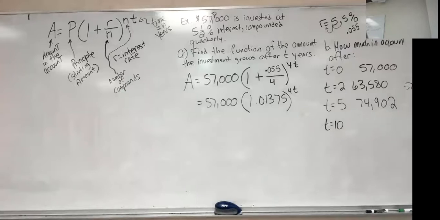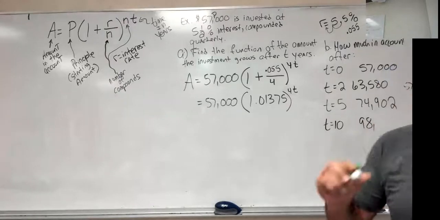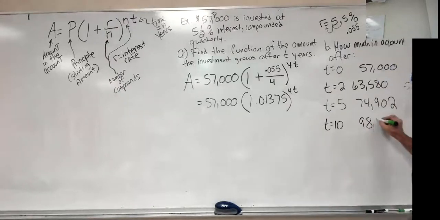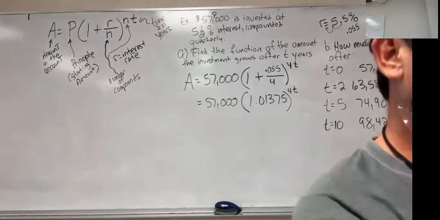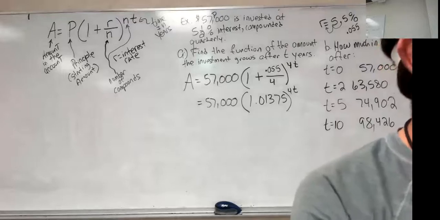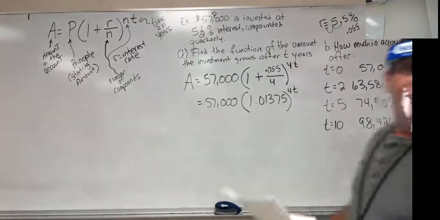All right, so 10 years. Woo, what'd y'all get on that? It's pretty good, doesn't it? 98,426. So there's a good one: you make $40,000 off that money in just 10 years. Okay. Well, that's one little formula. If you know you've got compounded interest, you find good investment opportunities, I guess.